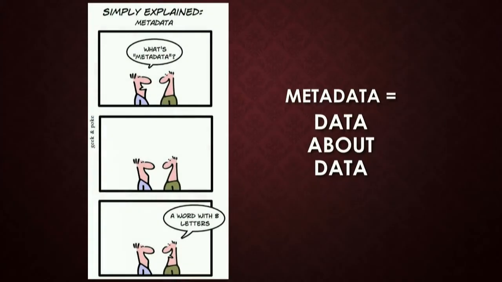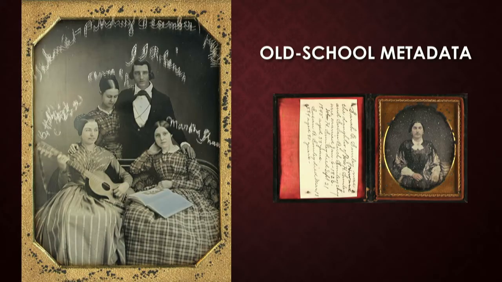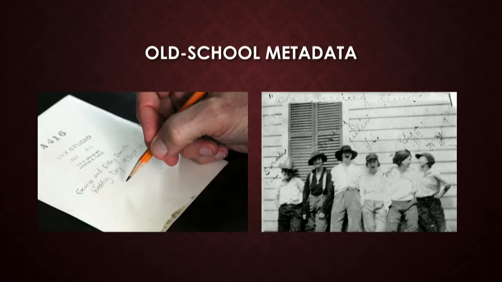Okay. First of all, what is metadata? It just means data about data, okay? And we've actually been using metadata for hundreds of years with photography already. You can see this is kind of old school metadata, some creative ways that people found to identify their photos and tell who's in them. Then we moved to paper prints, where we could write on the back of the print, or sometimes on the front.